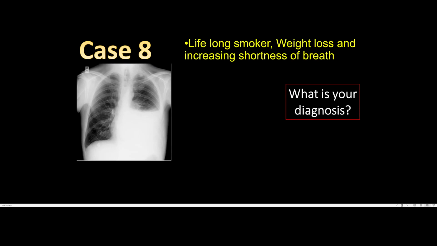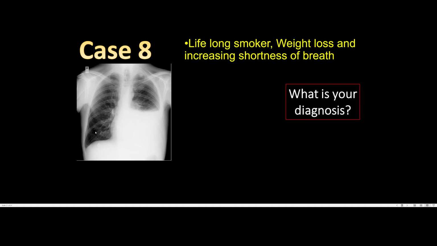Now let's look at case number 8. Here we have a person who's a lifelong smoker with weight loss and increasing shortness of breath. So if we look at the right lung field, if we look at the hemidiaphragm and the costophrenic angle, they're fine. The ribs, they're fine. The fat, they're fine. The lung parenchyma, overall, the right lung field, it's fine. The mediastinum, the trachea, everything looks fine. But if we look at the obvious finding, we can see here that there is a cilia sign.